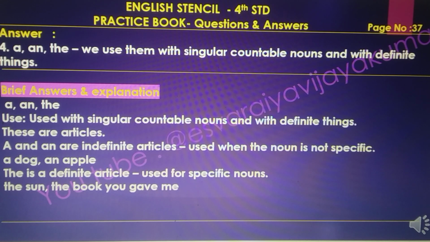And the fourth one, a and the, we use them with singular countable nouns and definite things. These are articles. A and an are indefinite articles used when the noun is not specific. A dog, an apple. The is a definite article used for specific nouns. The sun, the book you gave me.